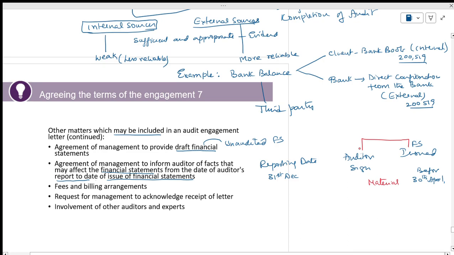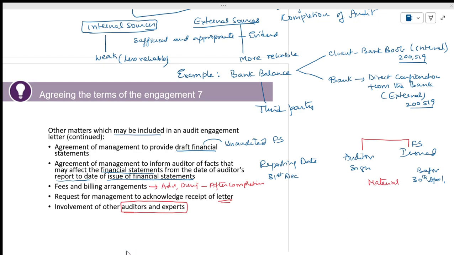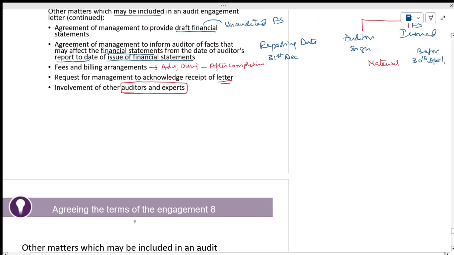Fees and billing arrangements: the terms and conditions, when you have to pay, how much advance, how much during the audit, and how much after completion. All the things have to be very clear. Request from management to acknowledge receipt of the letter. Definitely it is a both sides agreement. Involvement of other auditors and experts. Are you clear about this? These are the other options, okay? These are the other things which have to be clearly mentioned.